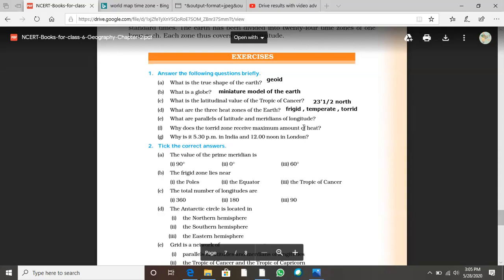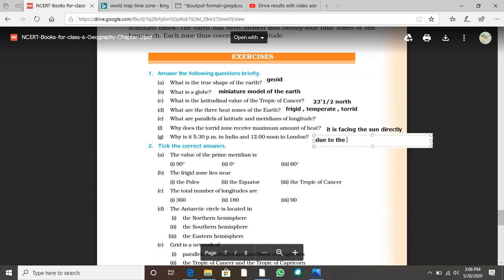Why does the torrid zone receive the maximum? Because it is facing the sun directly. It's at the center of the earth. Why is it 5:30 p.m. in India and 12 noon in London? Yes, you will tell me this.